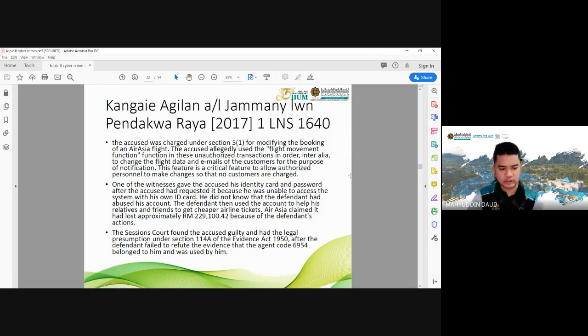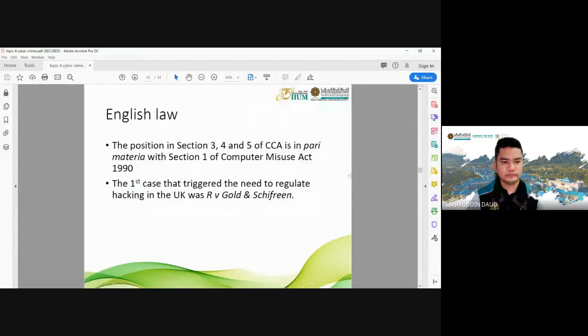So the matter was taken to Sessions Court, and the accused was found guilty. And in this case, Section 114A was applied, and the defendant failed to rebut the presumption of publication that the agent code 6954 belonged to him and was used by him. Okay, so he was found guilty lah. That is basically Section 5.